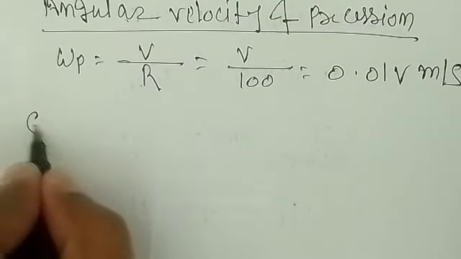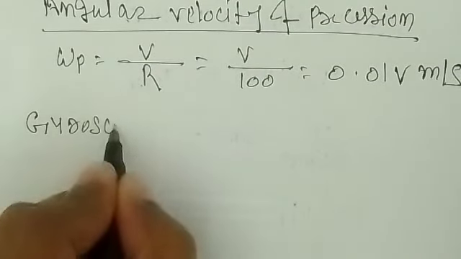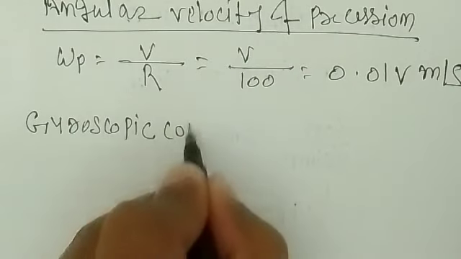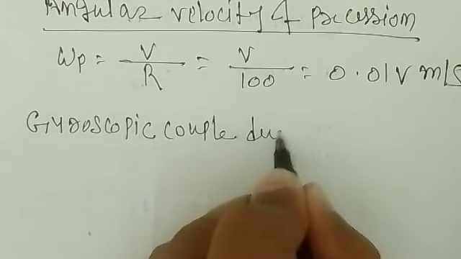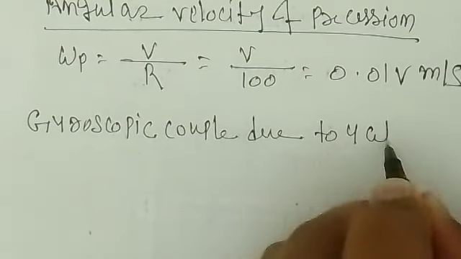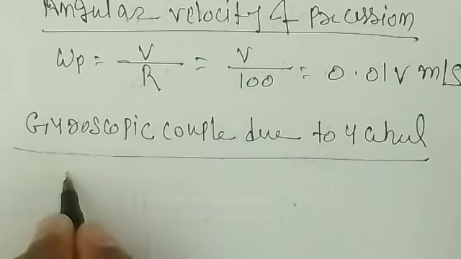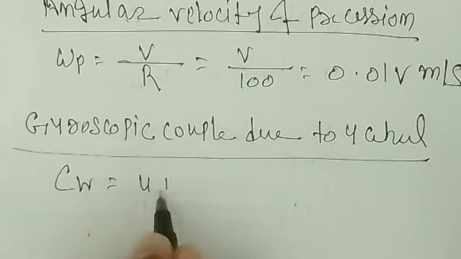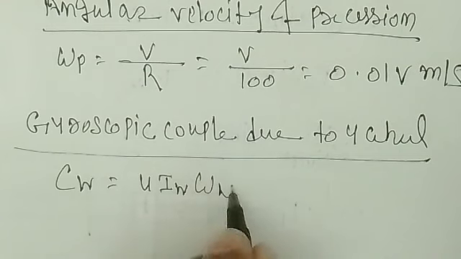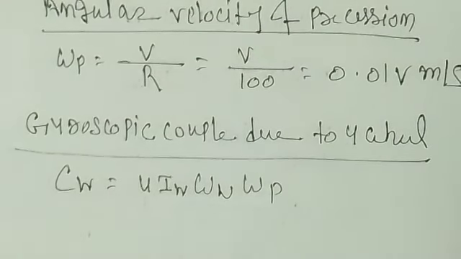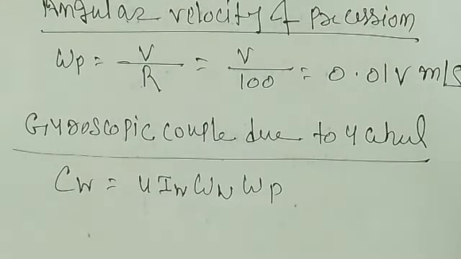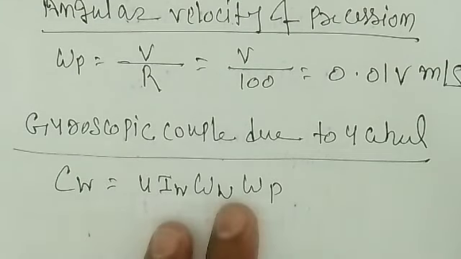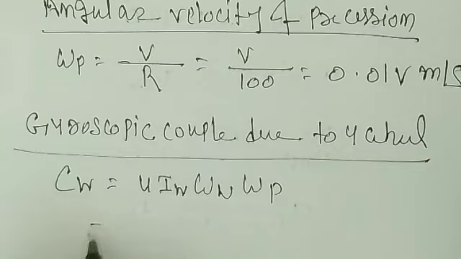So gyroscopic couple due to four wheels, right? So gyroscopic couple is what? CW is equal to 4 IW omega W into omega P. Gyroscopic couple is I omega P, you know, right? So omega W is for the wheel, IW is for moment of inertia of wheel, and omega P is the angular velocity of precession. So you have all the values.